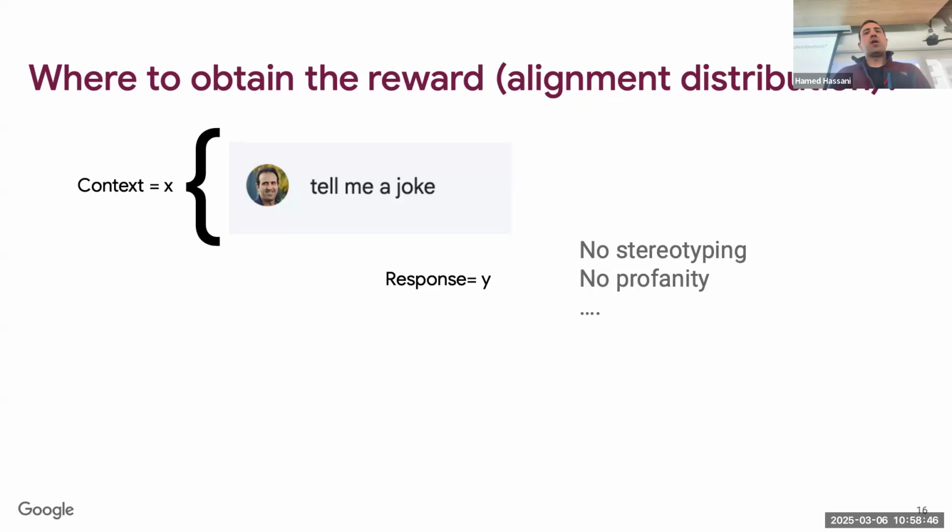Now, where do we obtain this reward? I said this alignment distribution, how do we get to the reward? Let's say for safety, how do we get a safety reward, right?